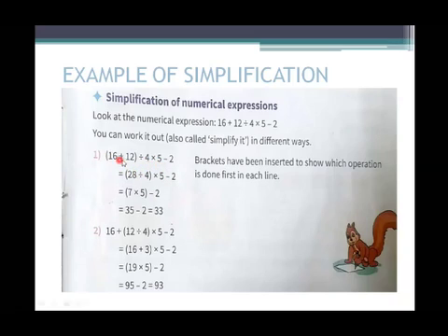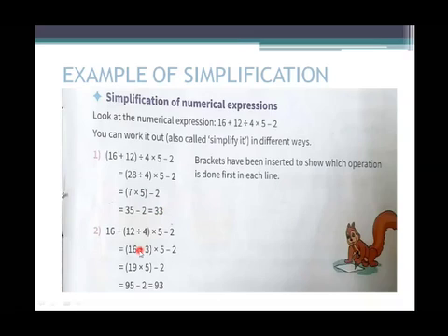First, they have taken addition. 16 plus 12, if you add, you get 28. Then they have divided by 4. 4 sevens are 28, you know. Then into 5 they have done. 7 fives are 35, minus 2, so you will get the answer as 33.